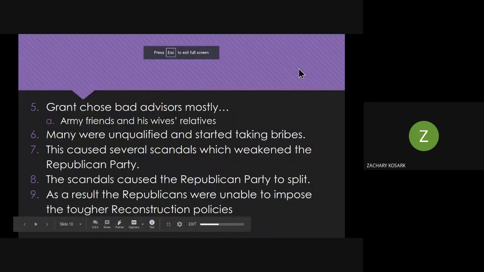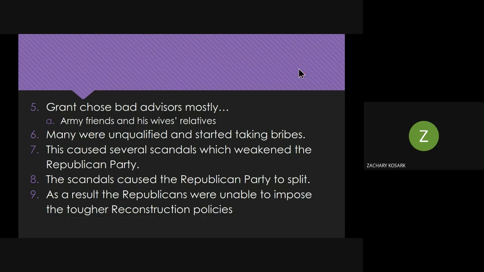Some of the problems are that he doesn't pick the best people to be around him in terms of advisors. Mostly he picks friends. He picks army friends. He picks his wife's relatives. He doesn't necessarily pick the best minds of the time. Many were unqualified. Instead of wanting the country to succeed, they started to take bribes.